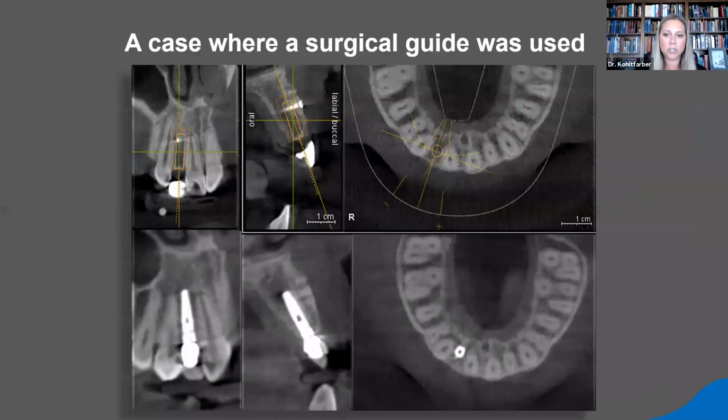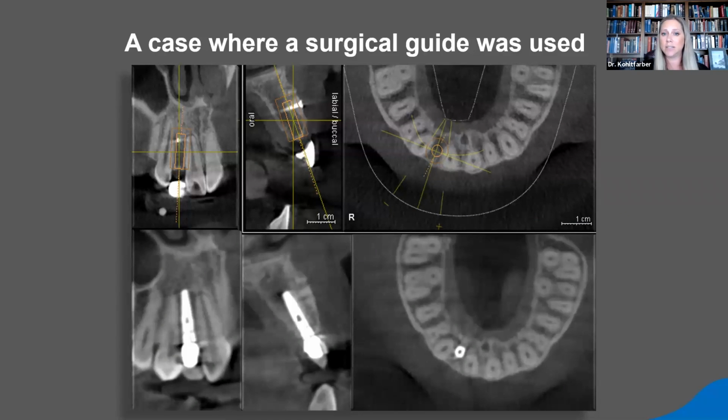So here's a case where a surgical guide was used. This was done in front of a live audience of about 200 people. Pretty sure that the oral surgeon that placed this was a little bit nervous. You can see we have very, very limited space, and he was able to place that implant perfectly with a surgical guide.